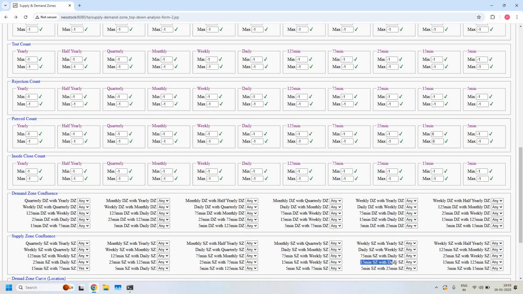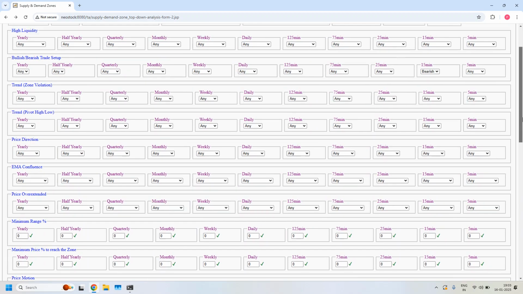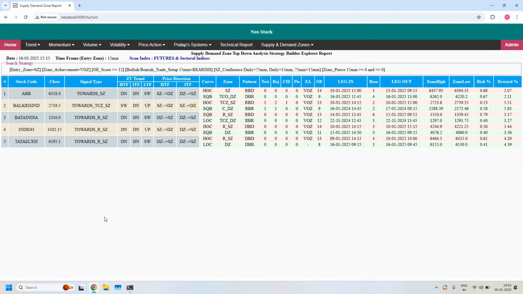Second filter, 15-minute supply zone with daily supply zone confluence. Third filter, 75-minute supply zone with daily supply zone confluence. That is LTF, ITF, HTF supply zone confluence. We got 5 stocks. In all these 5 stocks, these 15-minute supply zones are part of the 75-minute supply zone, both together part of the daily supply zone. And daily trend is down in all these stocks except the second one.